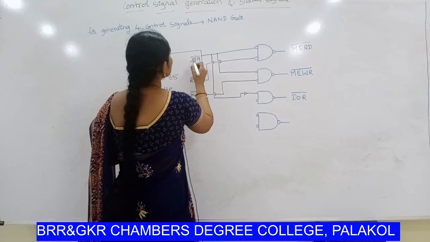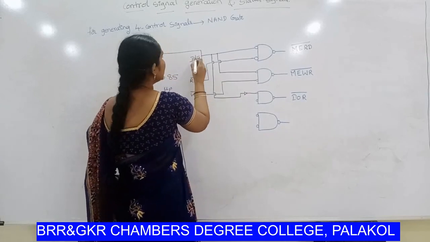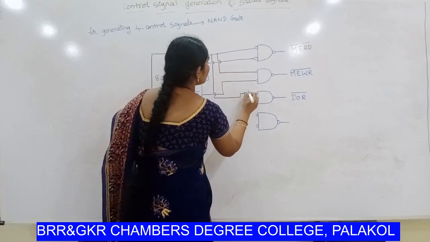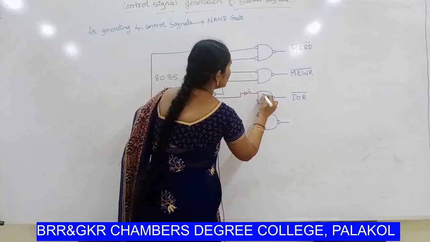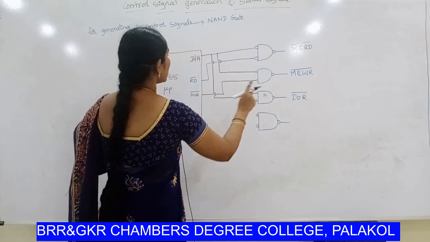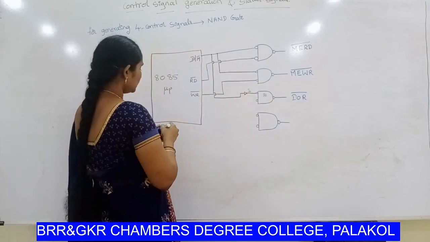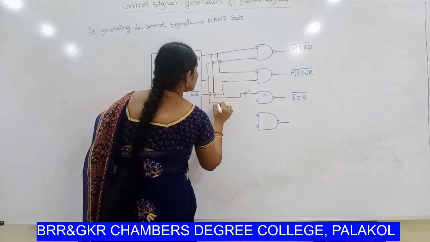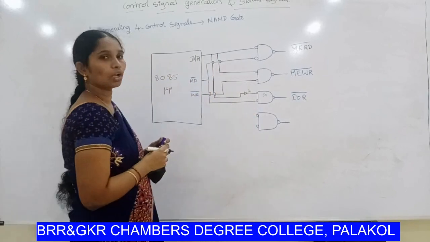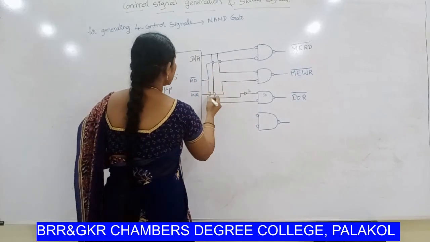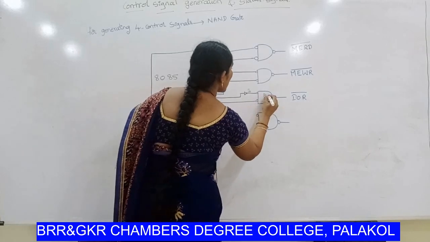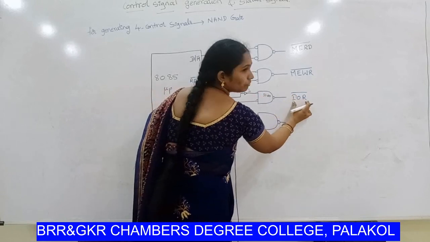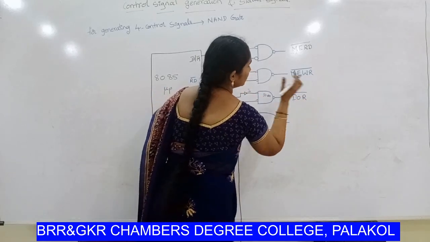Why? Because this is an active high signal. IO is nothing but, IO bar is coming to this, and after that it will come as IO. This is the read signal. So now I will draw this signal to this line. Okay, after that this is read bar, and this is IO dot read. This is a NAND gate, therefore finally the output is IO read bar.